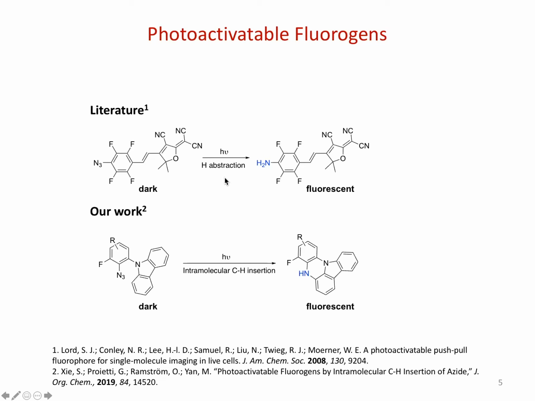So photolysis undergoes the decomposition of the azide into singlet nitrene, which abstracts a proton or hydrogen from a neighboring molecule to give you the aniline, and the product becomes fluorescent. So today, the molecule I'm going to talk about is this carbazole version of the fluorinated aryl azide. Under light activation, it undergoes intramolecular C-H insertion into the neighboring C-H bond. And the product, again, is fluorescent, whereas the reactant is very minimally fluorescent.